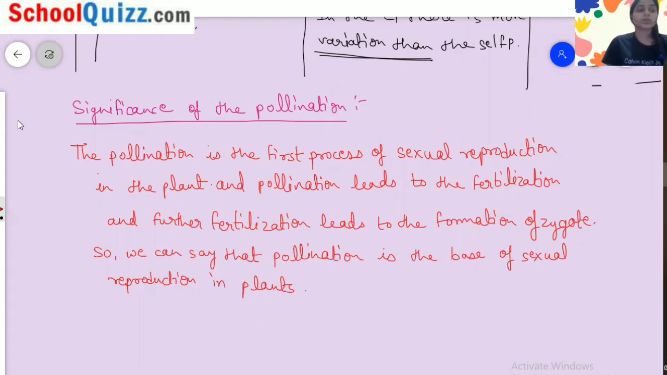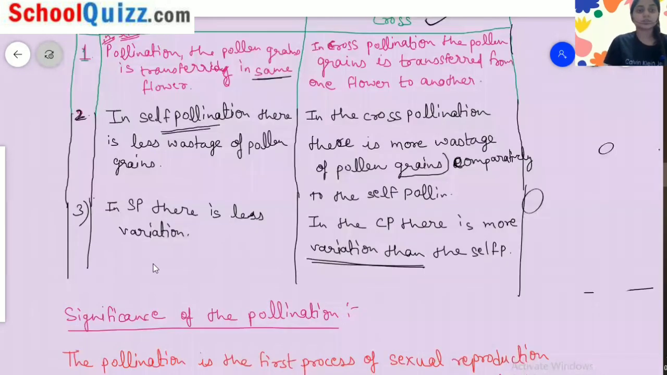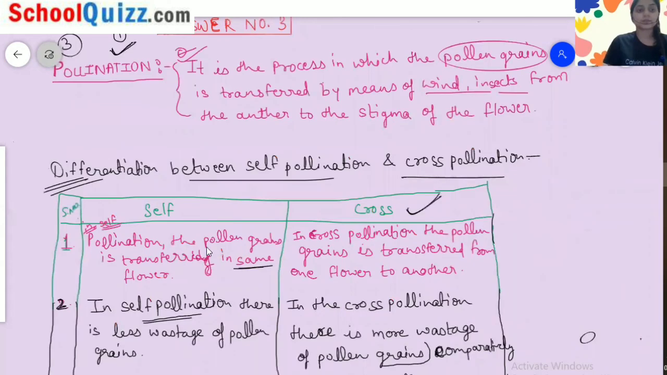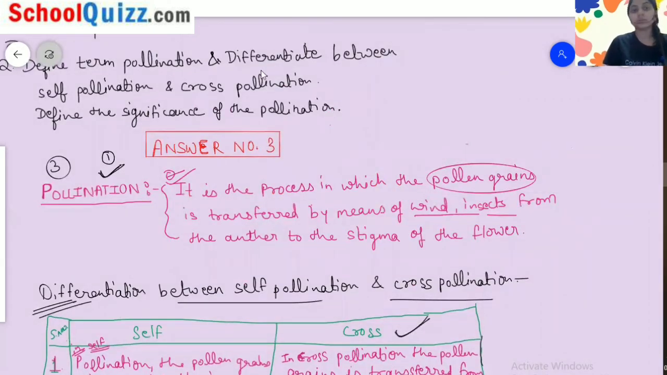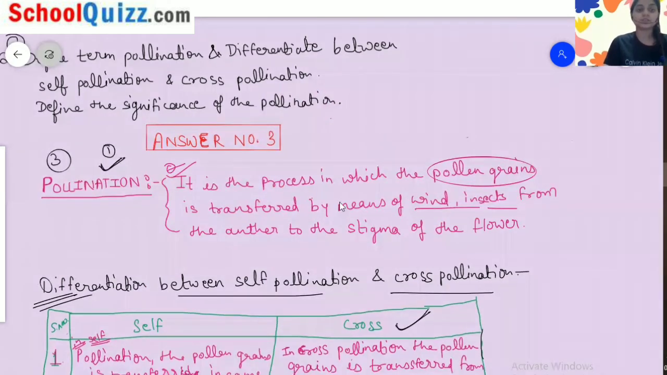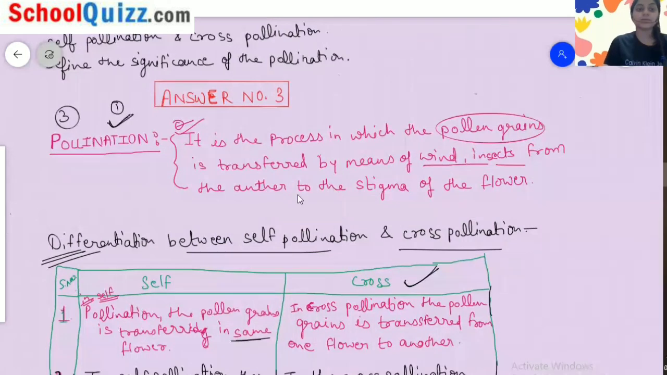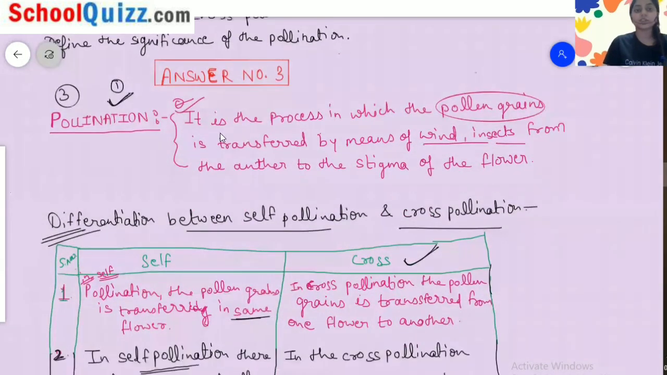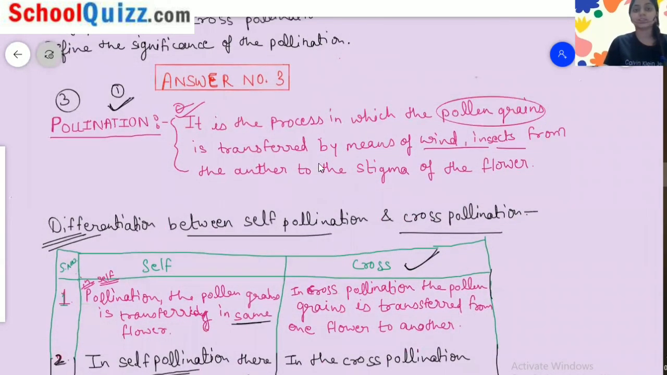So see, that's how you can solve the question. Firstly, what is the question? Define the term pollination. Differentiate between self-pollination and cross-pollination. Define the significance of pollination. So you have written what pollination is: the process in which pollen grains are transferred by means of winged insects from the anther to the stigma of the flower.